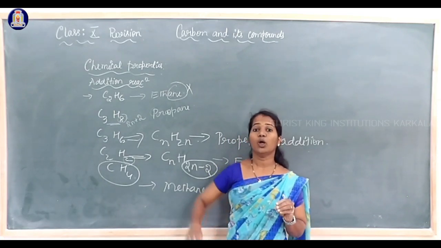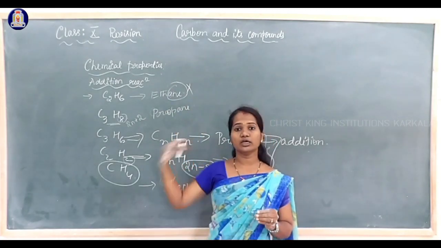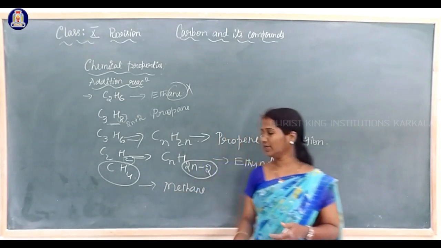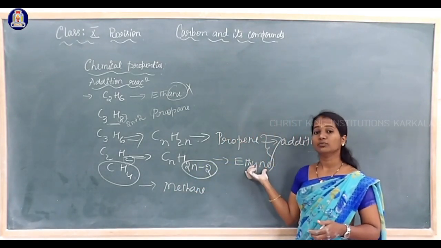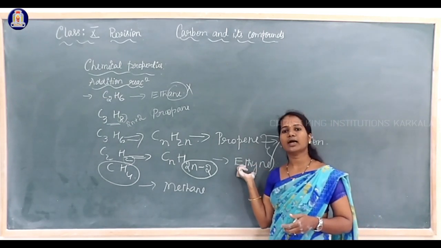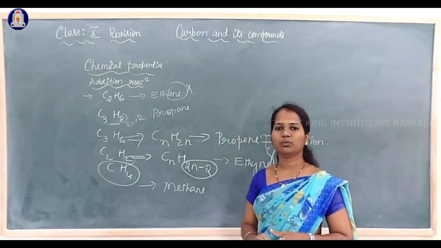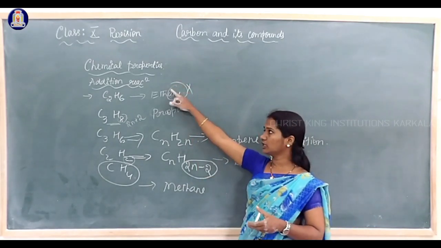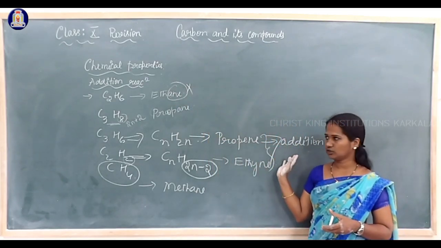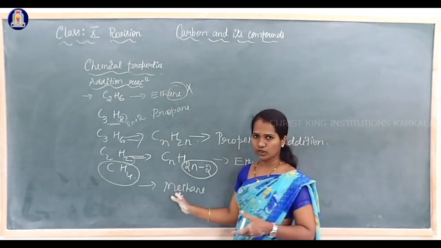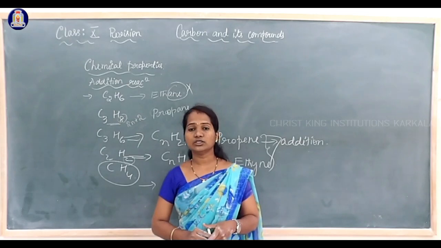You may get the question: why? Give reason, justify your answer. So how do you give justification? You have to say only unsaturated compounds, propene and ethyne, are unsaturated carbon compounds. Therefore, only unsaturated carbon compounds undergo addition reaction. Hence, these two compounds undergo addition reaction. Remaining all are saturated. It is impossible, they do not undergo addition reaction.